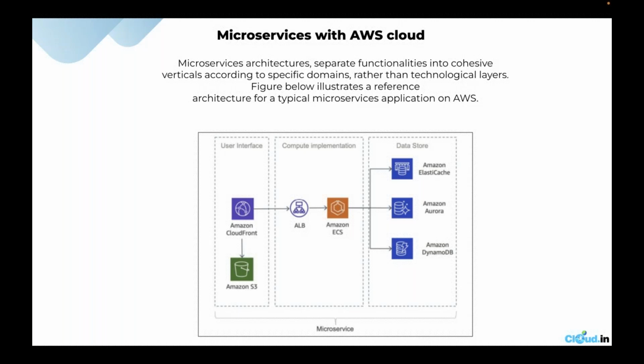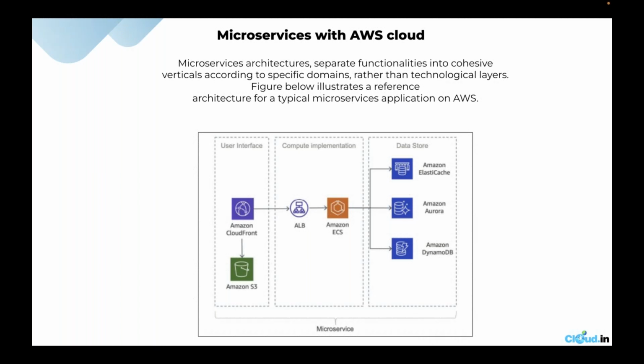Lambda also supports multiple programming languages and can be triggered by other AWS services or called directly from web or mobile applications. So if you want your architecture to be completely serverless, you can use it for serverless architectures.